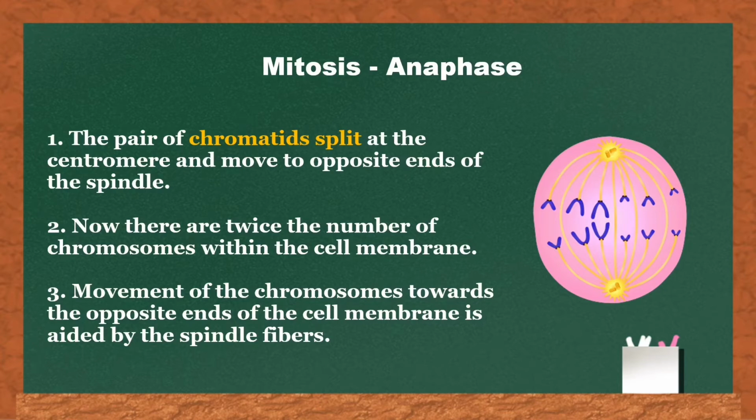The movement of the chromosomes toward the opposite ends of the cell membrane is aided by the spindle fibers. So basically, in anaphase, the chromosomes start to split, and there are twice the number of initial chromosomes.